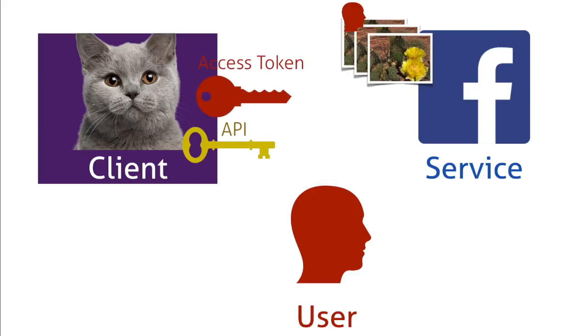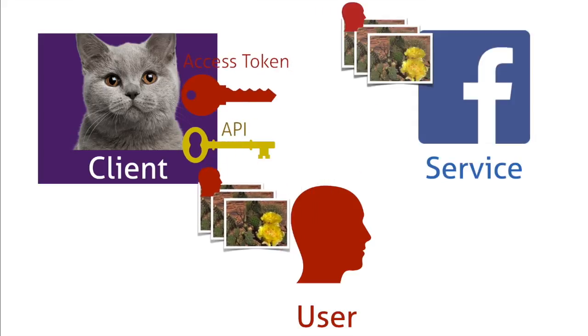And Facebook verifies that these are actually valid and gives the client an access token, which is like permission to get this user's data. These access tokens typically expire after some long delay, and the user will also usually have a way to revoke access tokens from clients that they don't trust anymore. So now when the client wants to get data from the service, then it flashes its access token and API key and requests the user's photos.